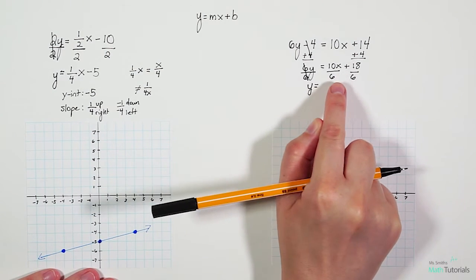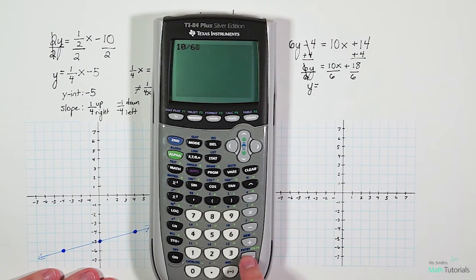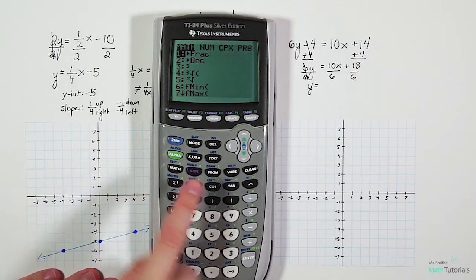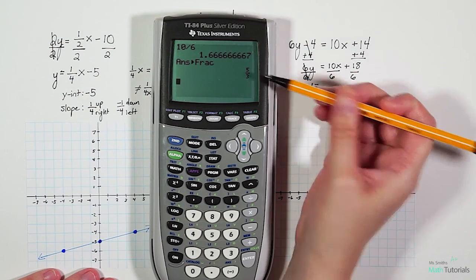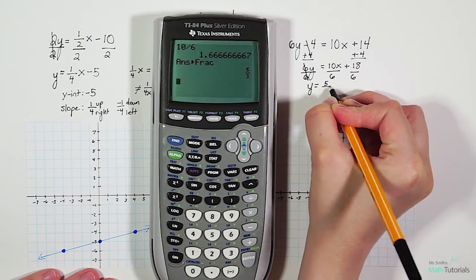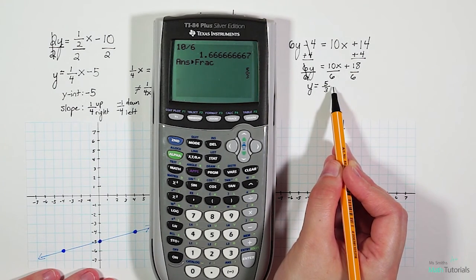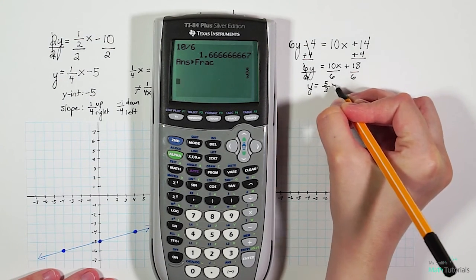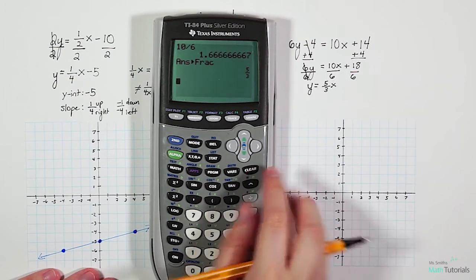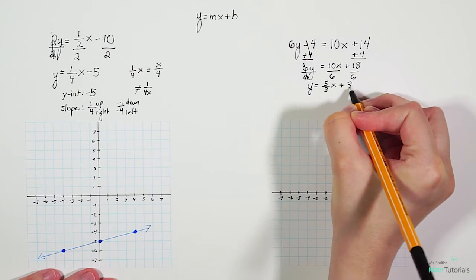So 10x divided by 6. If we had 10 divided by 6, it's going to give us a decimal. But if I hit math, enter, it's going to tell me the reduced fraction. 5/3 is our reduced fraction. And remember, we could put the x up with the 5, or we could put it on the side. We would not want to move it down to the 3. That would be something different. I like to just put it on the side. And then 18 divided by 6 would give us a positive 3.